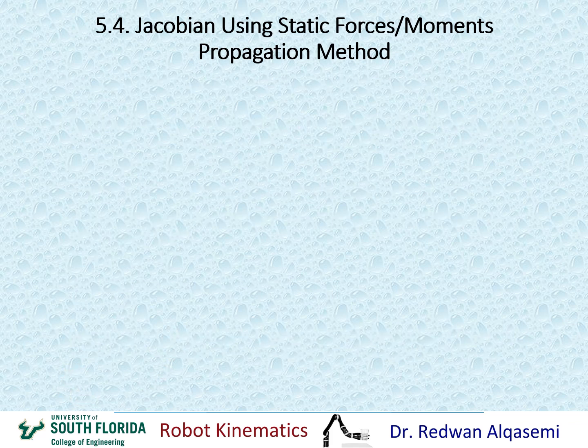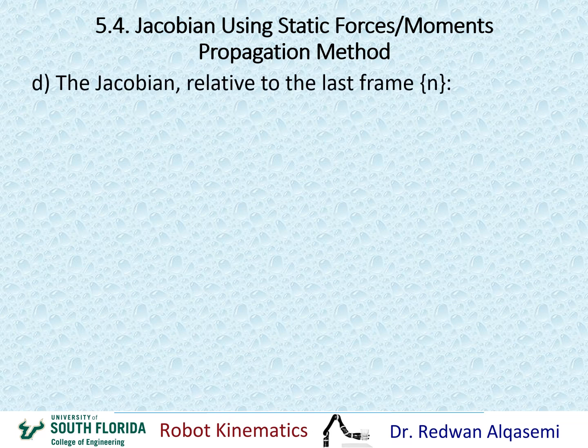Now that we extracted all the revolute joint torques and prismatic joint forces, we can go ahead and try to find the Jacobian out of these quantities. So let's take this again one at a time. This method, by default, creates the Jacobian relative to frame n. If we need to transform this into relative to frame 0, we can later pre-multiply it by the rotation matrix. But for now, this method finds it directly in frame n.